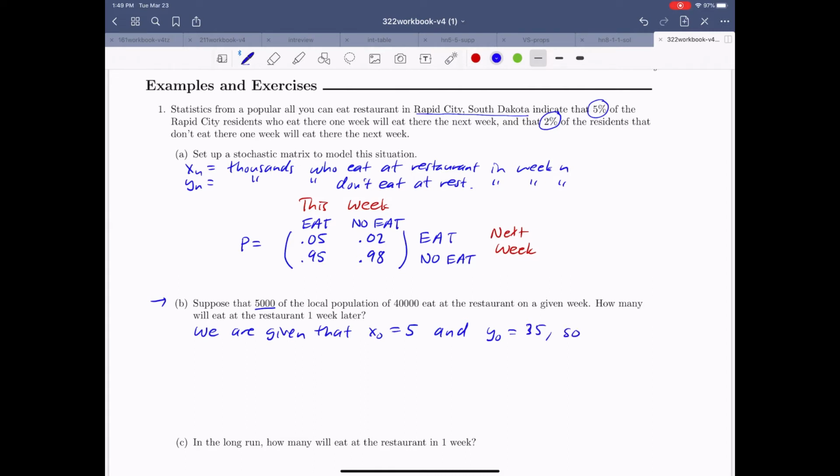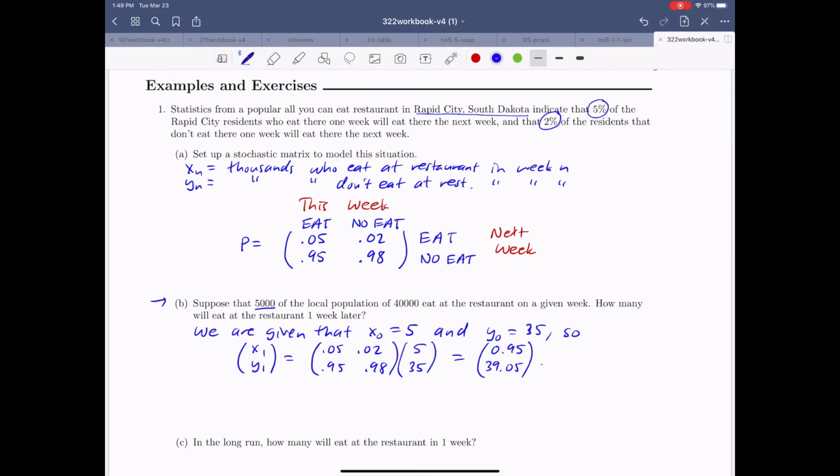And so we're interested in knowing what happens after 1 week. So that relates to the quantities X1 and Y1. And we can get those by taking our stochastic matrix, this transition matrix, and multiplying by, let me just copy it down first, the initial vector. So the 5 and the 35, X naught and Y naught. And you can double check me on this, but if you do that matrix multiplication, you are going to come up with 0.95 on the top and 39.05 on the bottom.